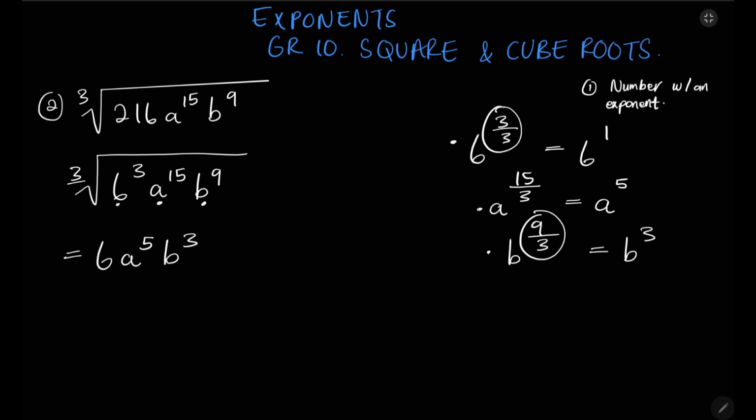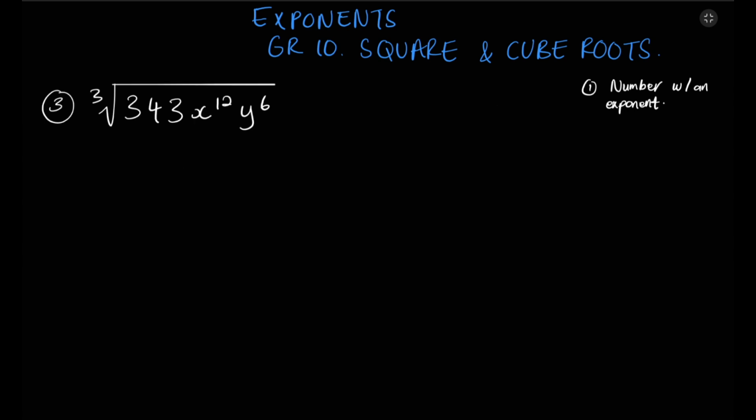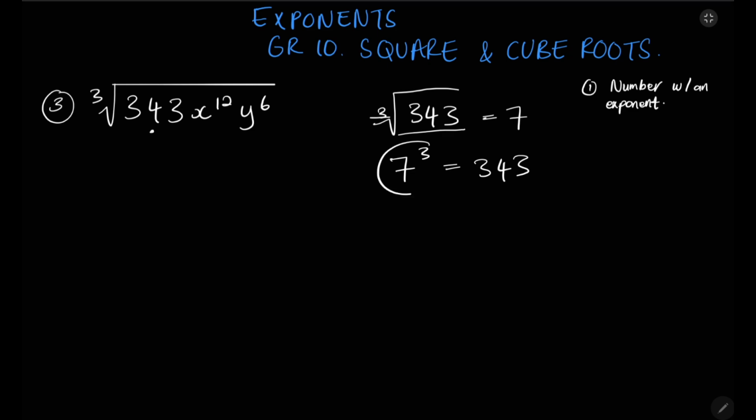Let's move to the third example. Now let's try 343 x to the power 12, y to the power 6. We have a cube root as there's a 3 there. How do we solve this? Step number 1, write your number as an exponent. We have 343. What is the cube root of 343? 7. So that means you may write 343 as 7 to the power 3, which is 343. So let's write the 7 to the power 3 under our cube root. 7 to the power 3, x to the power 12, y to the power 6.